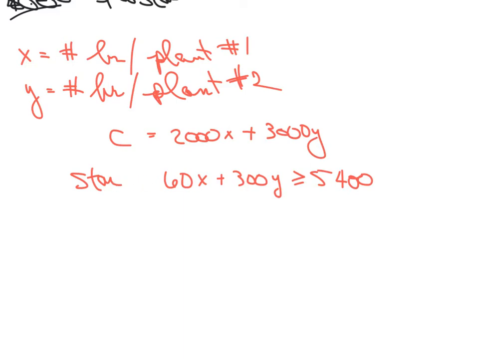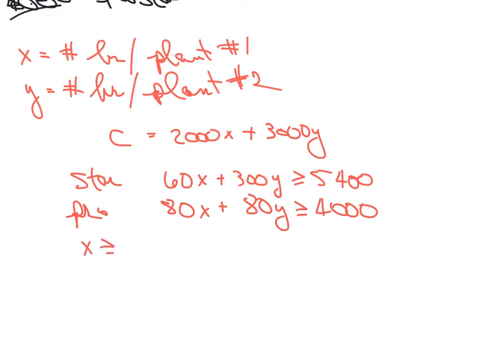And the Pro Star model, we've got the same thing, only how many they can make at plant 1 and at 2, because they can make the same amount, greater than or equal to 4,000. That's how many Pro Star models we want. Okay? So the non-negative hours. X has to be greater than or equal to 0, and Y has to be greater than or equal to 0, because we're talking number of hours there. All right, so let's go ahead and graph this.